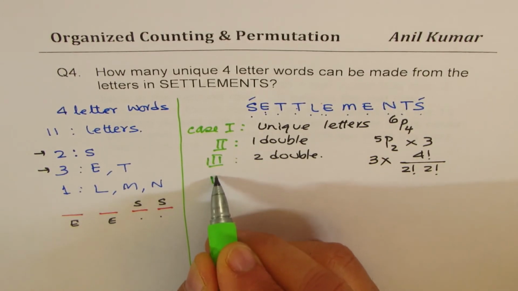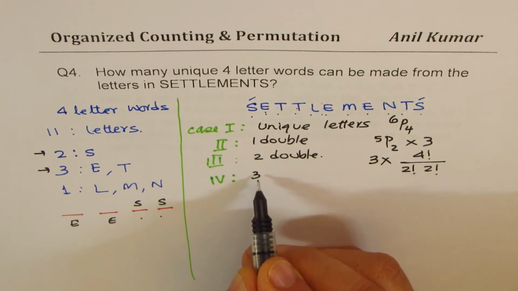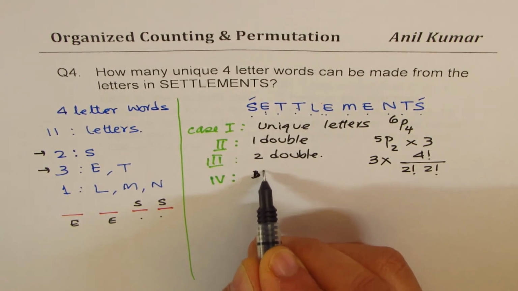Now let's look into some other case where we could have a triple, right? I should write 1 triple.